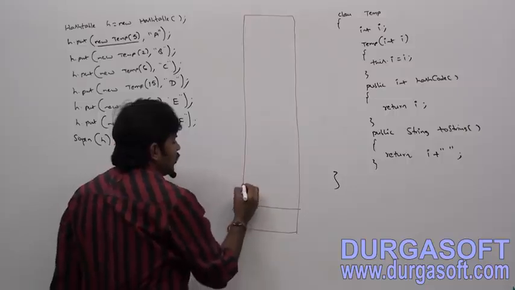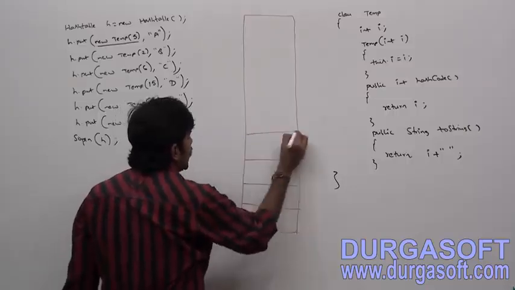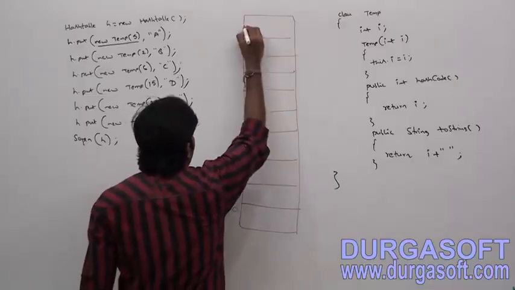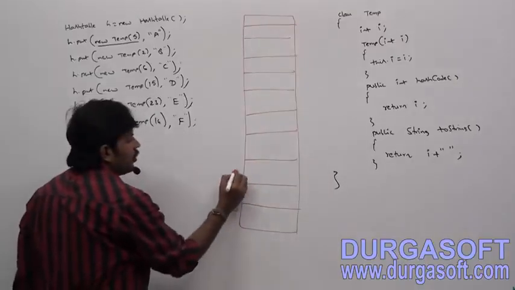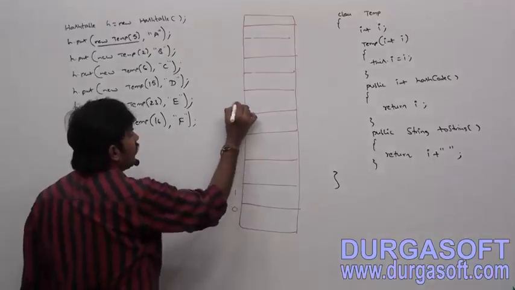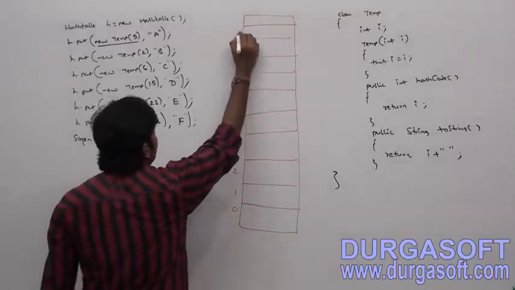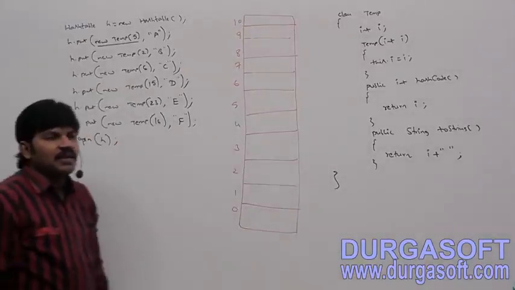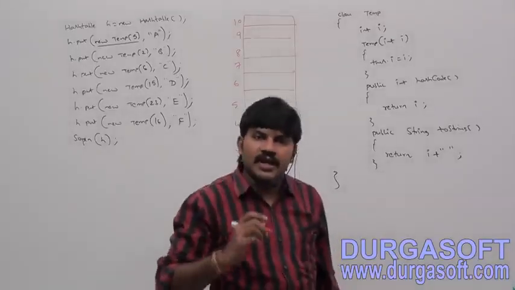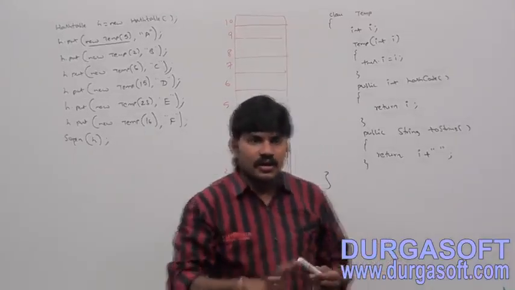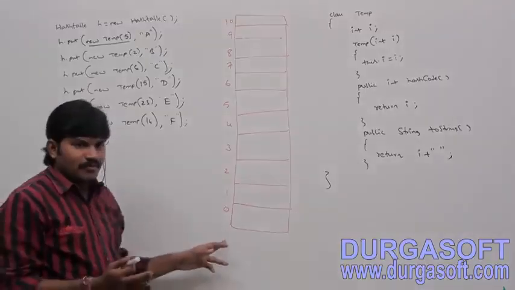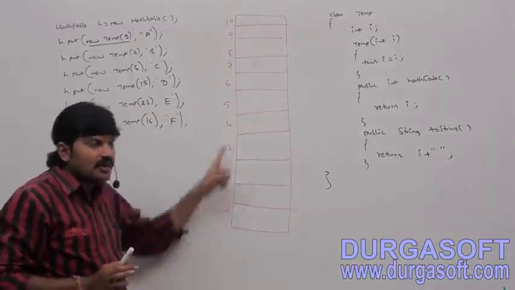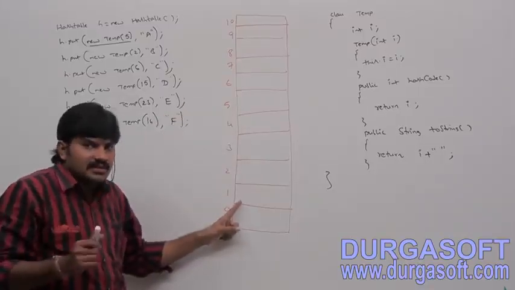In my Hashtable, how many buckets are there? 11 buckets are there: 0, 1, 2, 3, 4, 5, 6, 7, 8, 9, 10. Bucket is the technical term in hashing; I'm not using some normal layman word. Total how many buckets are there? 11, because the size is nothing but 11.